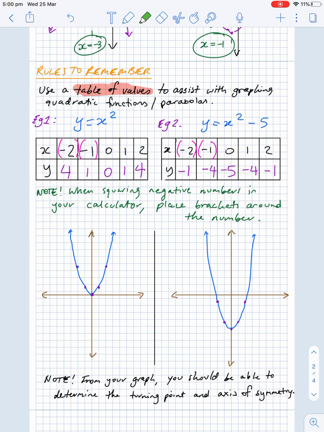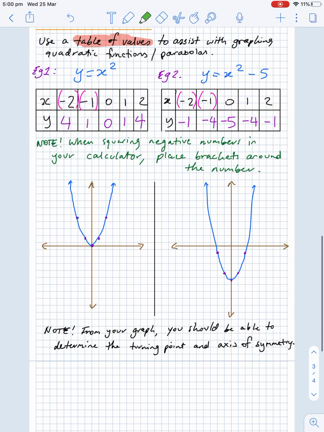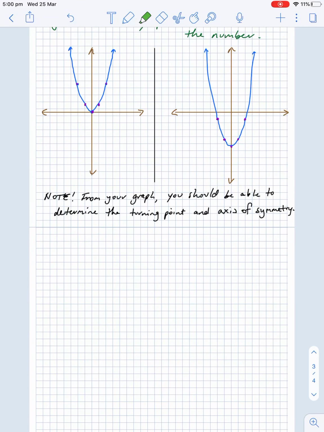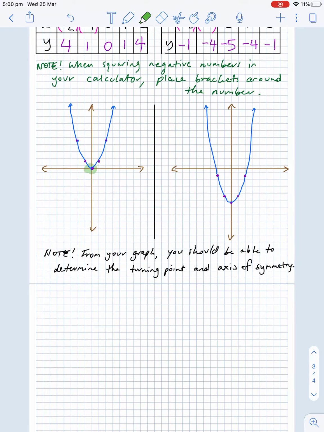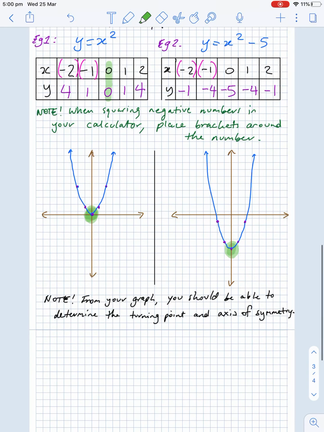Okay, moving on. Note, for your graph, you should be able to determine the turning point and the axis of symmetry. When you look at these graphs, you should be able to think, what is that turning point? Right here, that's 0, 0. For this one, it's going to be 0, -5. You can also see them from your table of values up here. The axis of symmetry can be quickly found by having a look at it. That is the line x equals 0, because it goes through at 0.